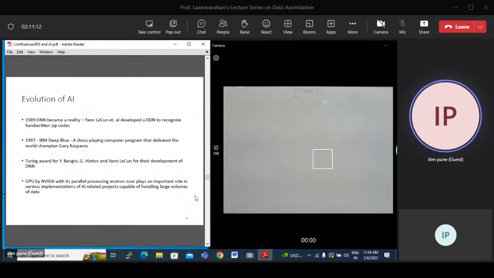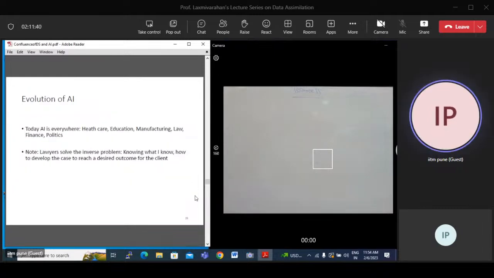Please understand, neural networks these days, you can design a neural network by hardware. That's what Perceptron was all about. McCulloch and Pitts wanted to build the machine with electronic components. Today, any machine is software related. So if you are interested in software implementation of neural networks, GPU-based NVIDIA machines provide a very good platform. Today, AI is everywhere, in healthcare, in education, manufacturing, law, finance. I want to tell you about lawyers. Lawyers always solve an important inverse problem.